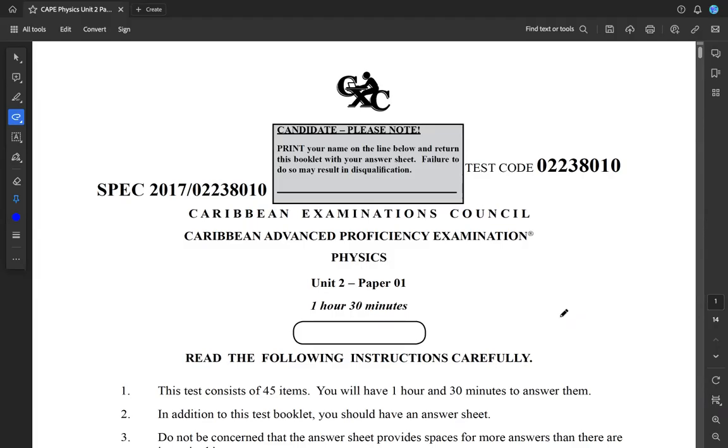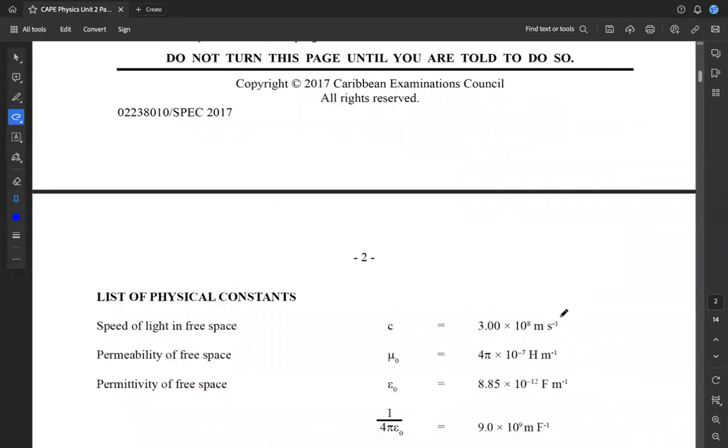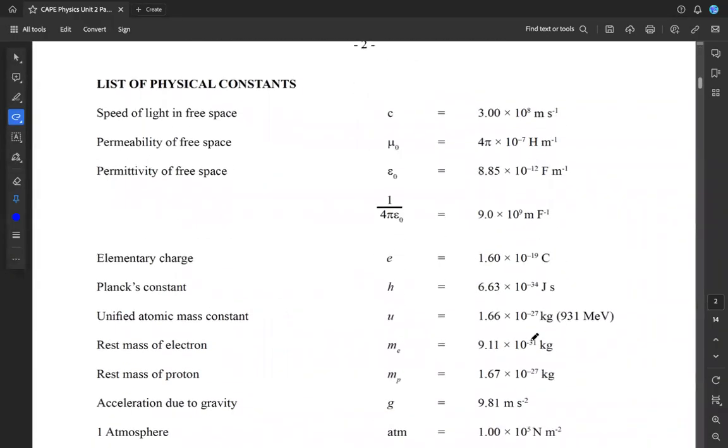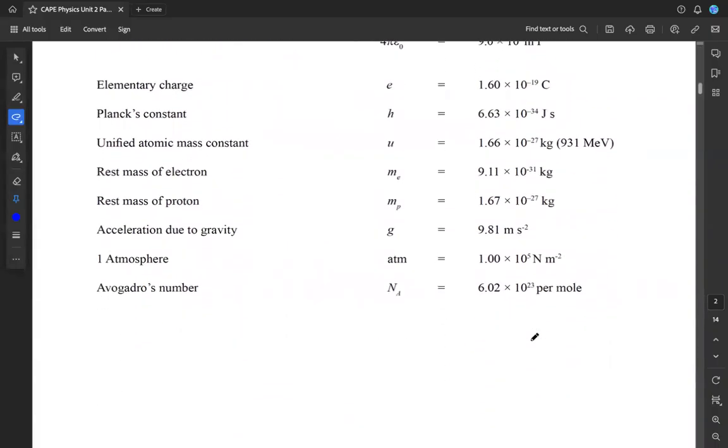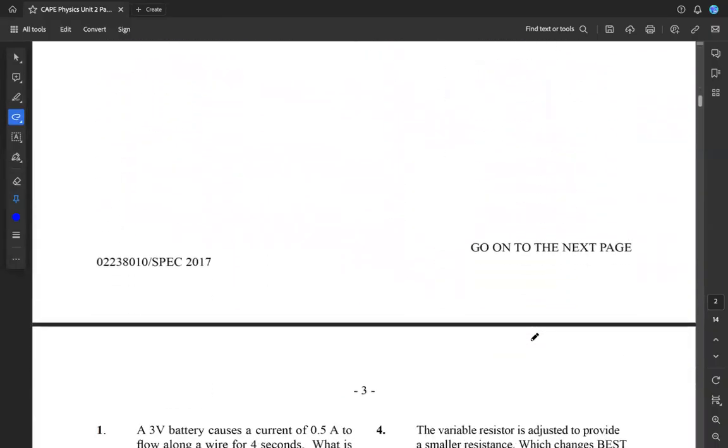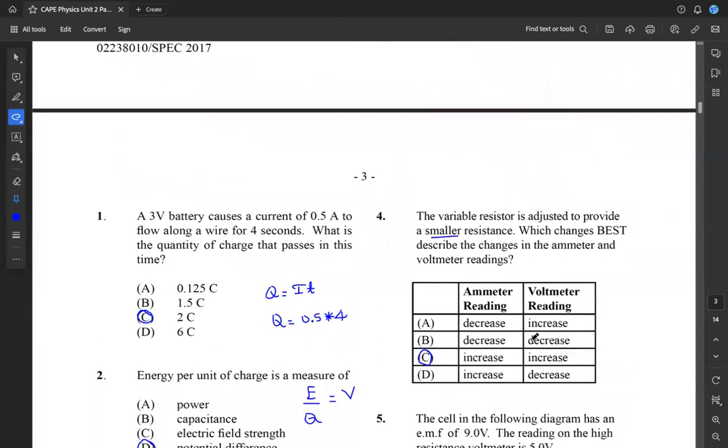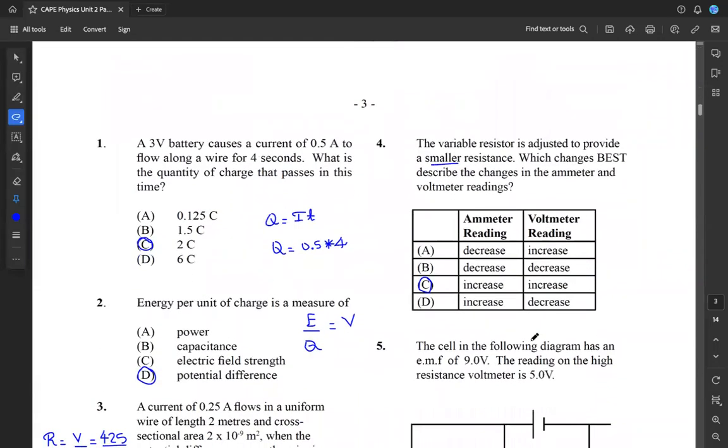We're going to work through the specimen paper from 2017. It's a Unit 2 paper 1, so this should be useful in helping you to prepare for your paper 1 exam that's coming up very quickly here, okay? So let's go down and start this question. As usual, you have your list of physical constants on this page here. So now let's jump into the questions and just work through them, okay?